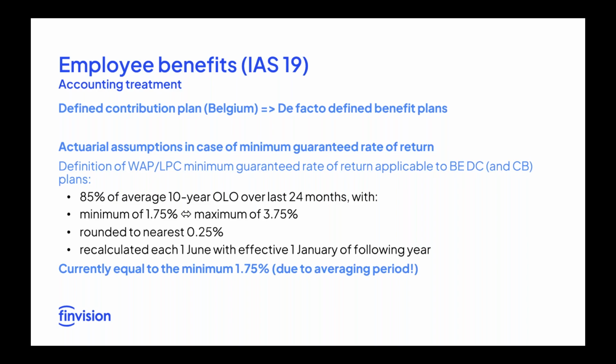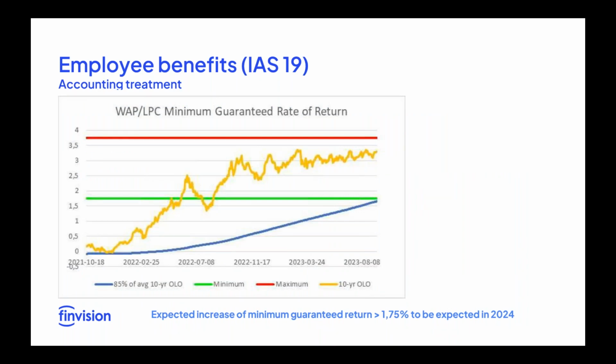If we can look at the curves in place for the moment, as of August 23, you will see that the green line, which is the minimum 1.75, as well as the 85% average of the 10 years OLO, were more or less at the same place. Given, as I said, that the calculation is done in June, it doesn't change anything for closing of 2023. However, given discount rates, and the yellow line is presenting that we're still going up or are consistently low, the lower rates of the 24 months calculation period will go out and the higher rates come in. So it is expected that in 2024, the minimum guaranteed will go up again higher than 1.75.